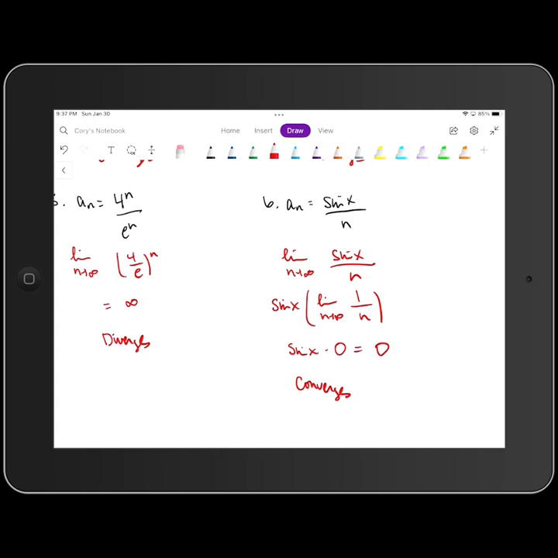Okay, so that's one of the important things that you'll need to do with sequences is determine whether they converge or diverge, and to do that, we take the limit as n goes to infinity of that formula. Okay, we'll get into some additional stuff in part 2 of this video.